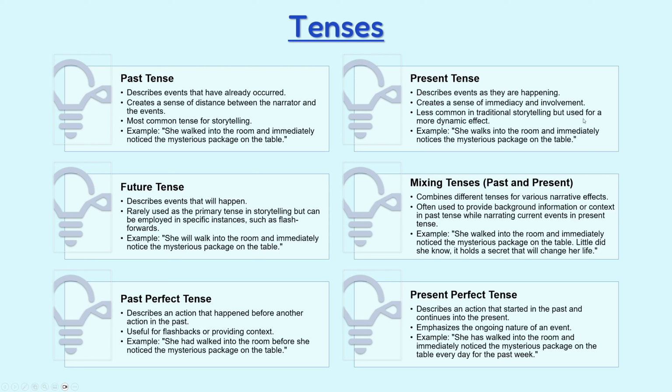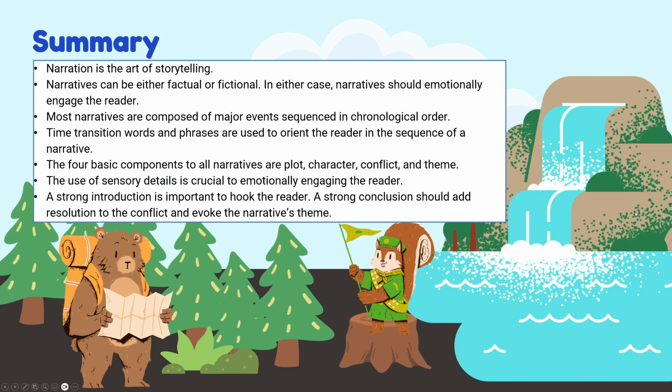Tenses is just repeating what we have learned before. So past, present, future, past perfect, and present perfect. Sometimes we have future perfect, but it depends on the situation. So we are at the end of the lesson. To sum it up, narration is the art of storytelling. It can be either factual or fictional. In either case, a narrative should emotionally engage the reader because you want them to feel interested in what you are writing. So they will be hooked to your writing.